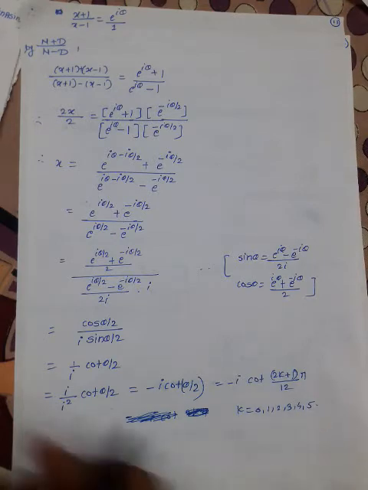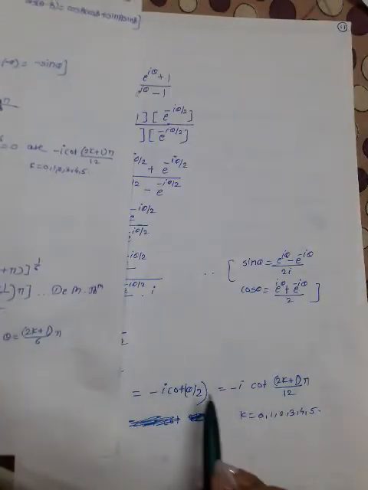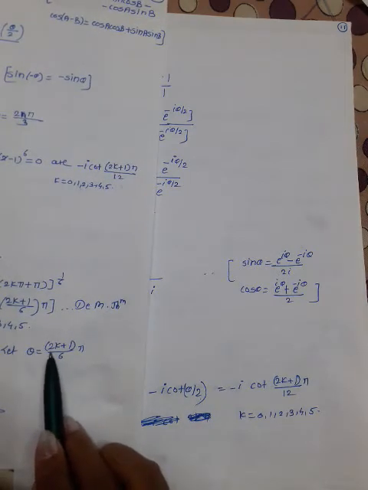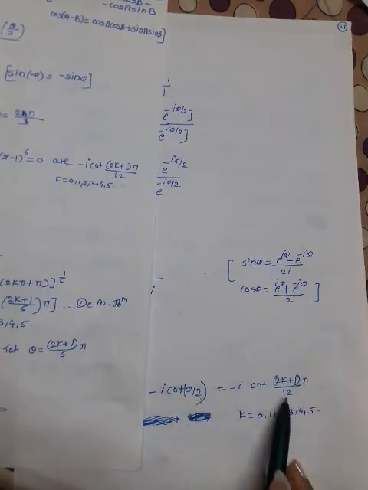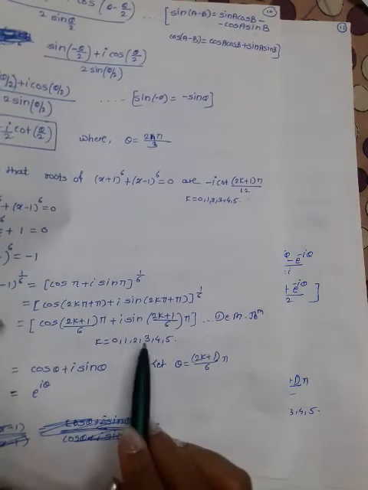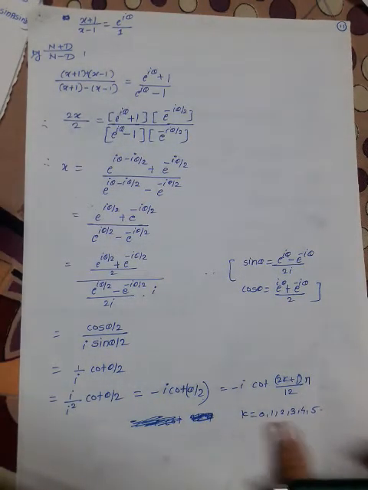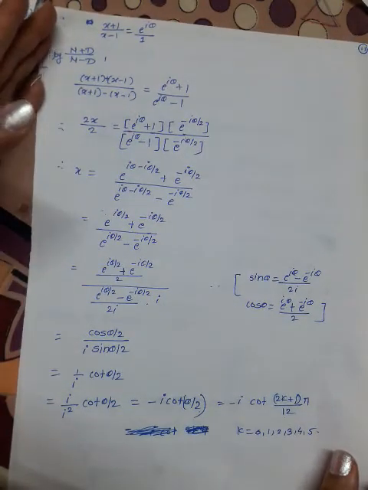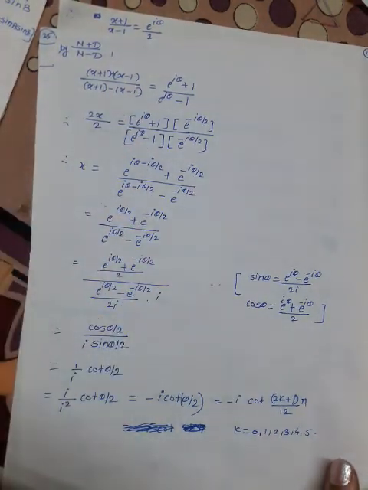Our theta is (2k plus 1) pi by 6, and since theta by 2 is there, it becomes cot of (2k plus 1) pi upon 6 into 2, that is 12, where k starts from 0, 1, 2 up to 5. This is one more simplification of the example using exponential. Instead of trigonometry, we can use the exponential in the earlier example also, of the same type.